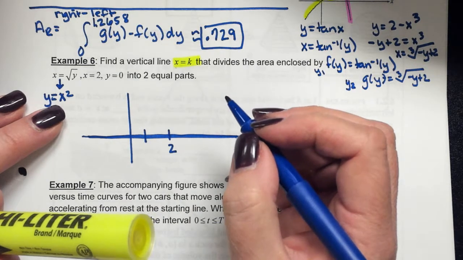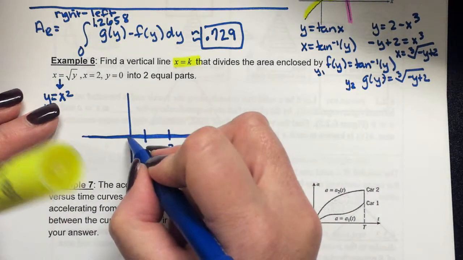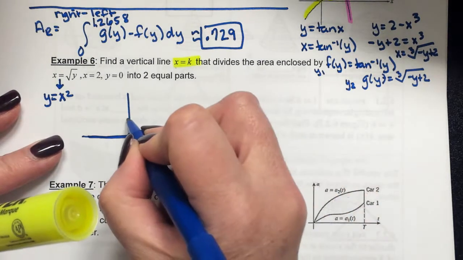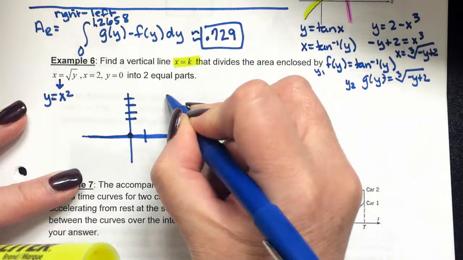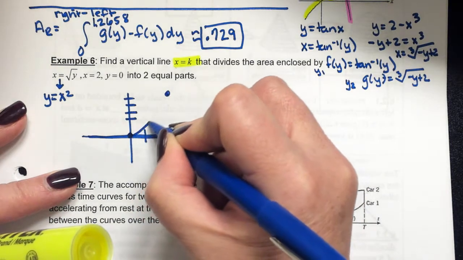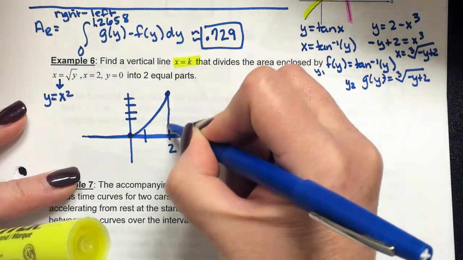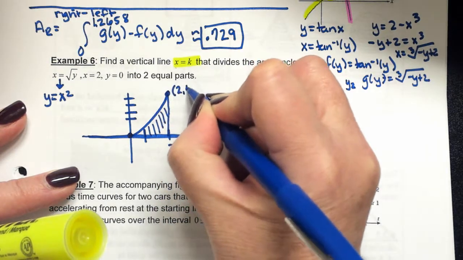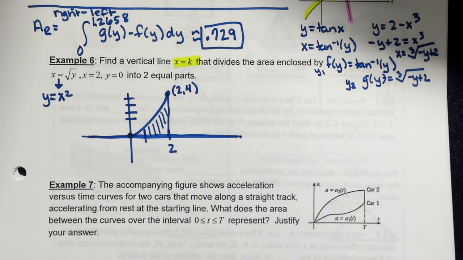Again, when I look at the graph of y equals x squared, that's a parabola. Vertex is at 0, 0. And when x is 2, I know the y value is 4. So there's that point right there. So there's my line x equals 2, and then y equals 0. So any questions on how I sketch the graph?